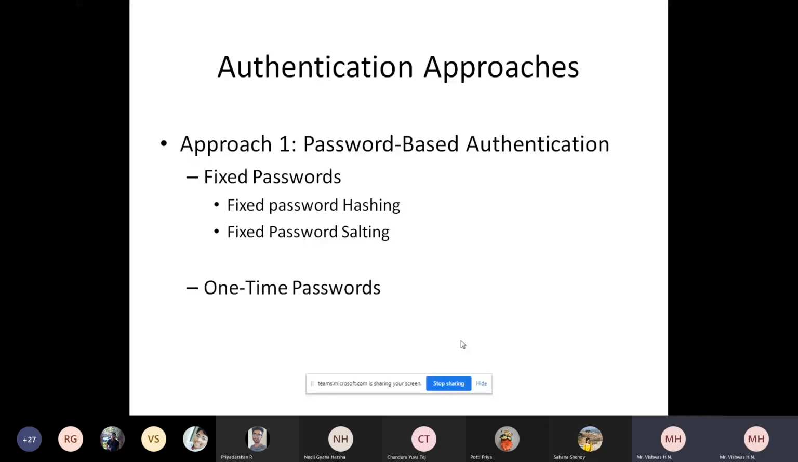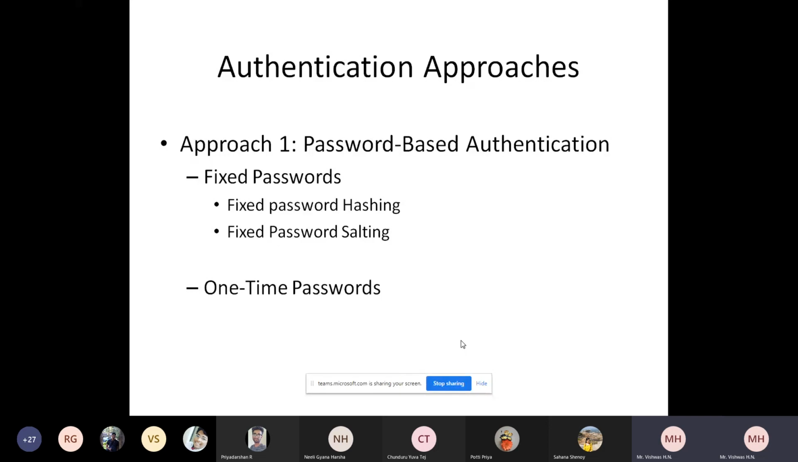So, you see the slide, students. Yesterday we discussed the approaches of authentication. I told you there are two broad categories, two different approaches. The first one is password based authentication. Under password based, we have two types of passwords. One is fixed password and the other one is one time password.